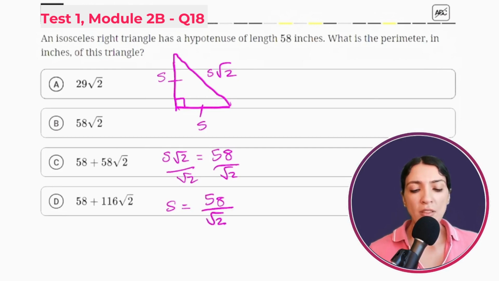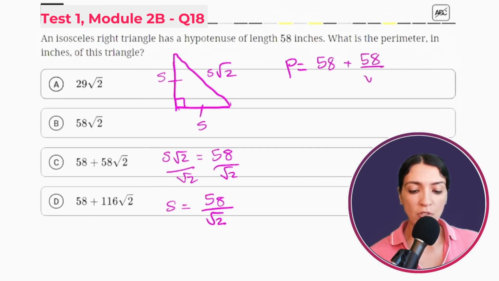We're told to find the perimeter. So the perimeter would be all sides added. So the hypotenuse, which was 58, plus one of the sides, 58 over root 2, plus the last side, 58 over root 2.